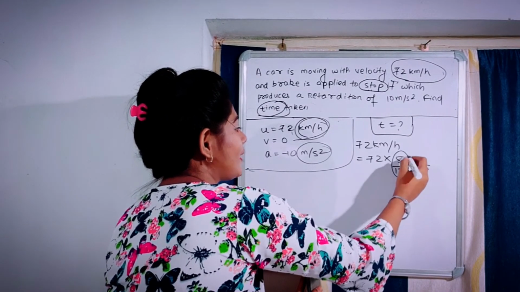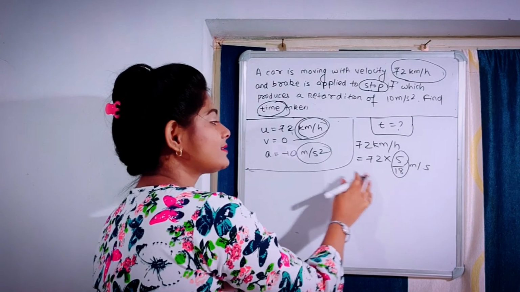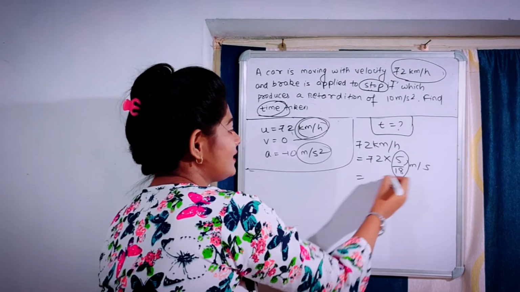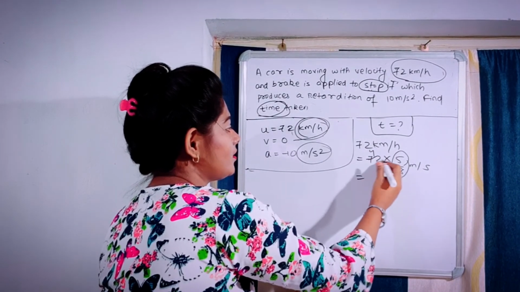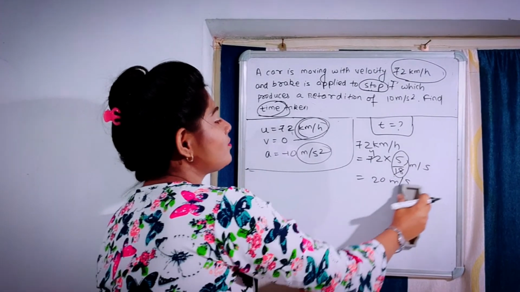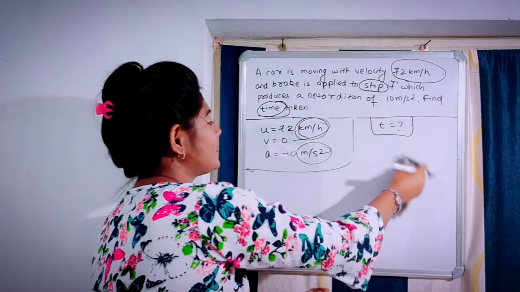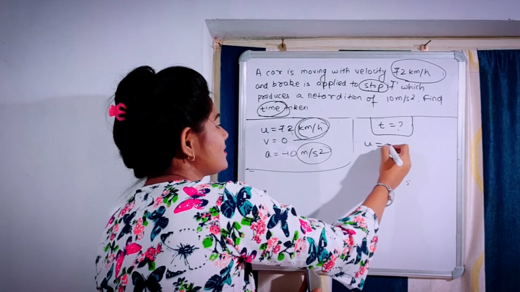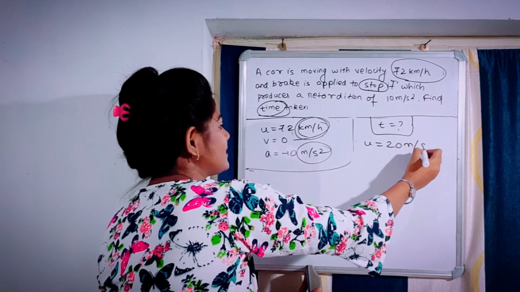Why are we using 5 by 18? That was already discussed in the previous class. So the result is 20 meter per second. So our u is 20 meter per second.